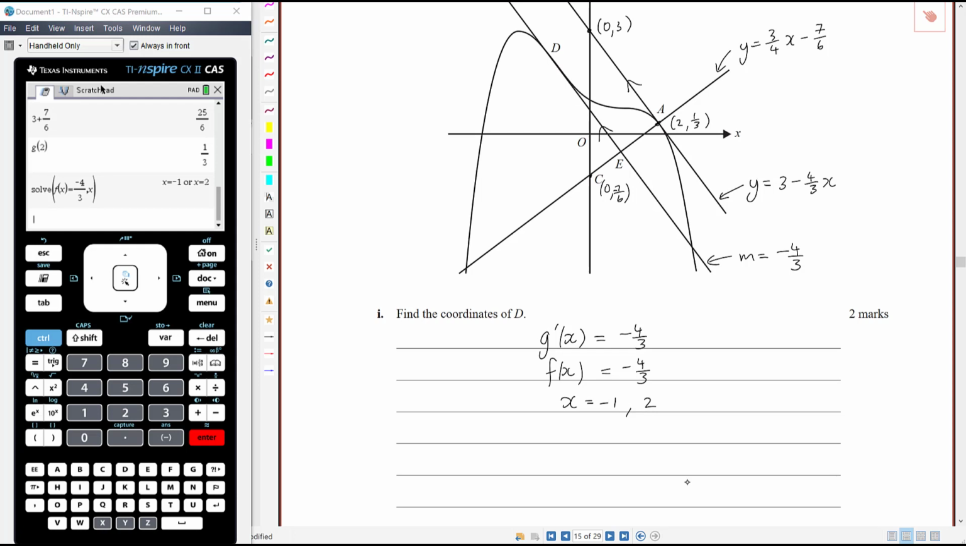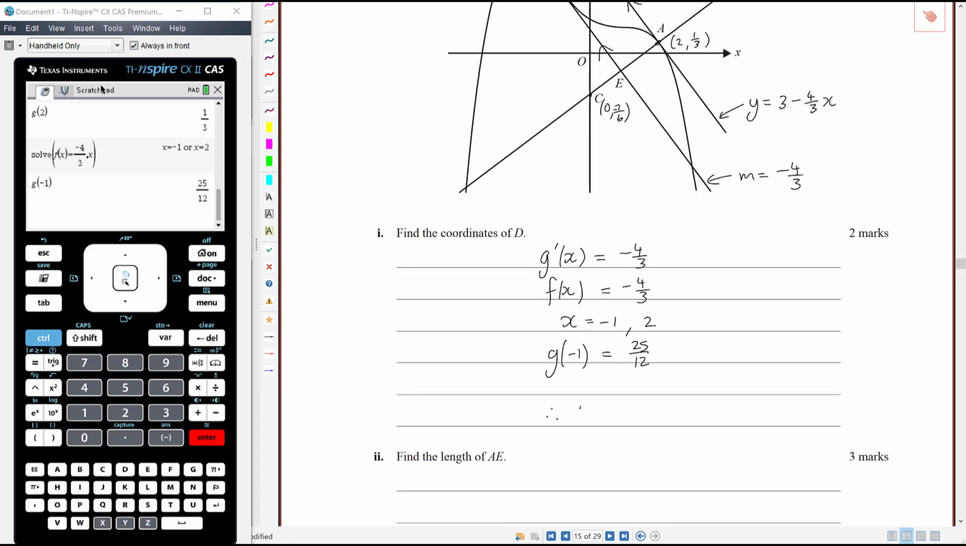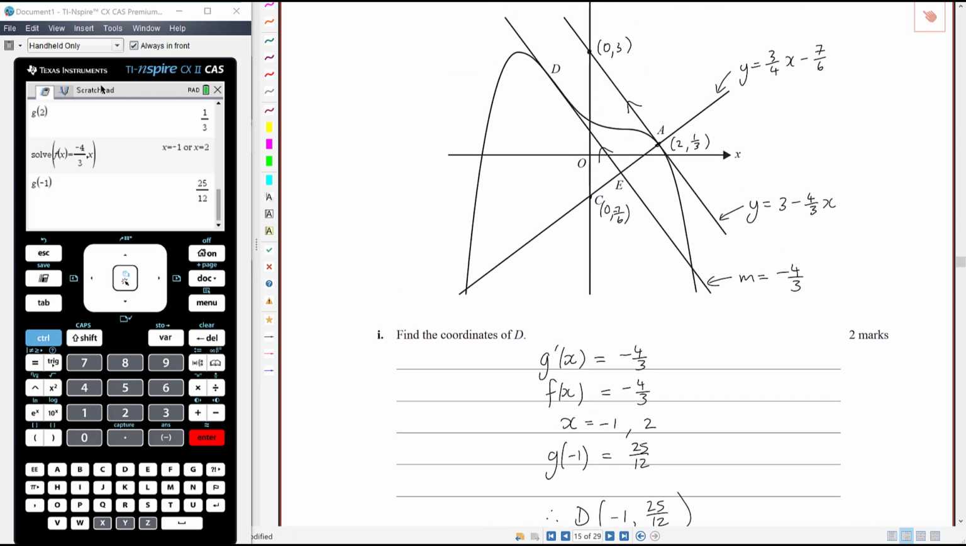let's work out the y value. So G of negative 1, making sure we're subbing into the right function, so the graph is G of x, so that's 25 on 12. And so therefore the coordinates of D are negative 1, 25 on 12. Okay, so find the length of AE. So AE is this distance here. So we're going to need to find the coordinates of the point E first.